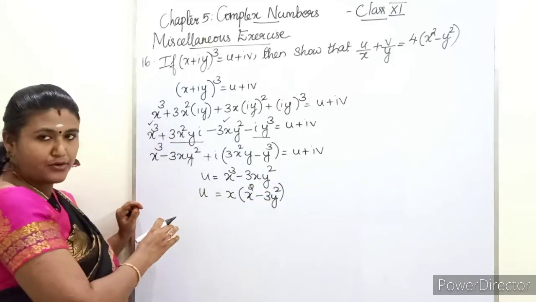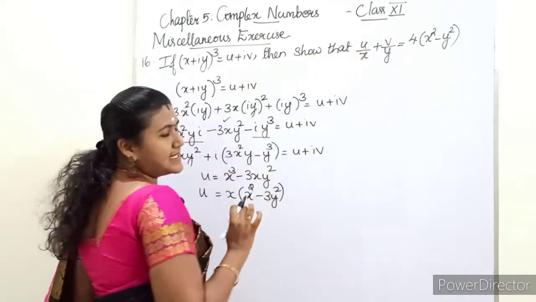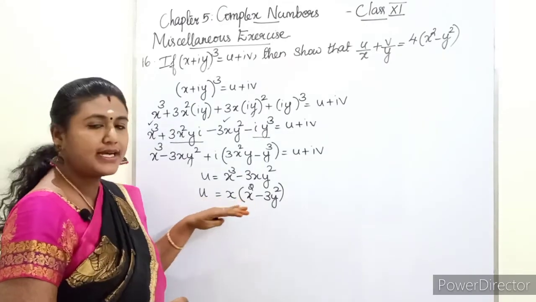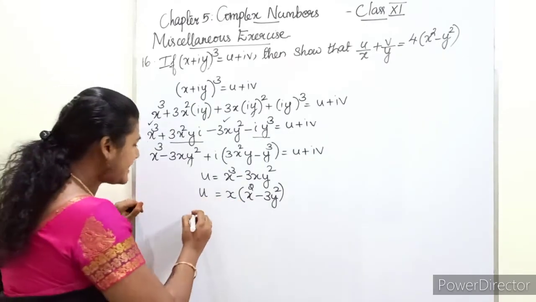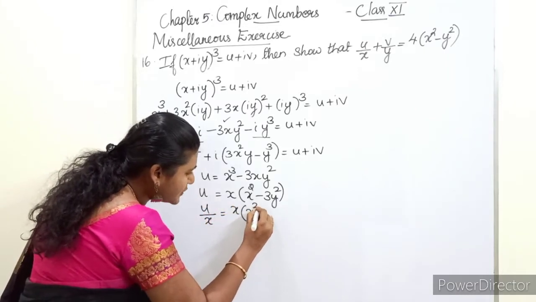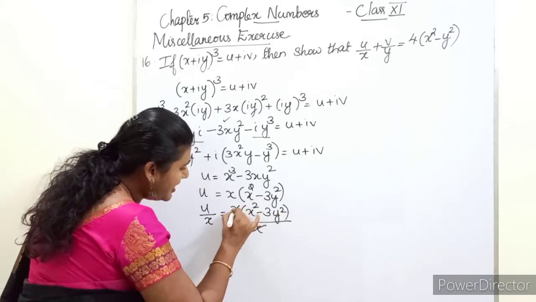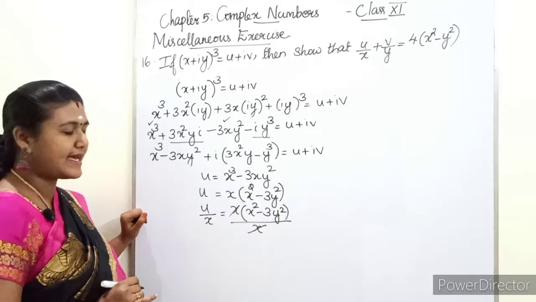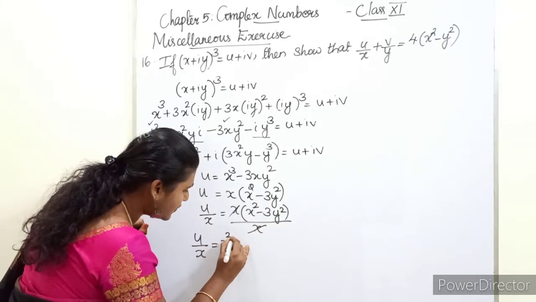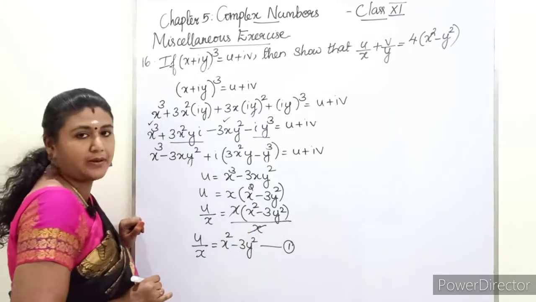So this is the value of u, but in the question you see we need u by x. So what we will do, we will divide the equation throughout by x. So we can write u/x = x(x² − 3y²)/x. So what will happen, this x term will get cancelled. So you will get u/x = x² − 3y². So this is the first equation.